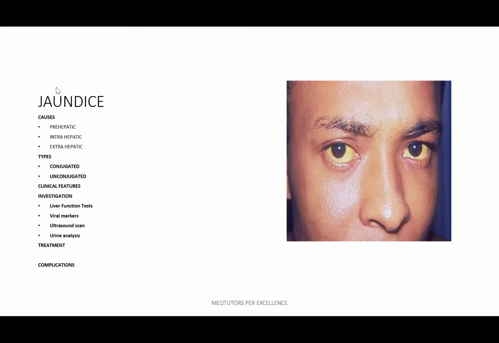Okay, so the first condition we are looking at here is jaundice. If you look at this picture, the patient here has yellowish discoloration of the eyes, and yellowish discoloration of the eyes is called jaundice. You can see this whitish part of the eye can become yellowish or greenish, as some may say. So that is called jaundice.